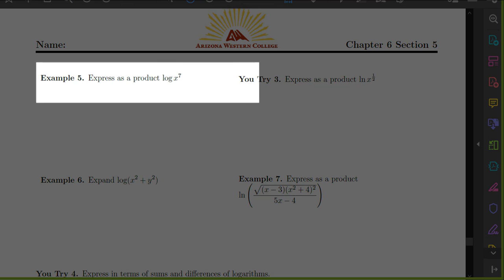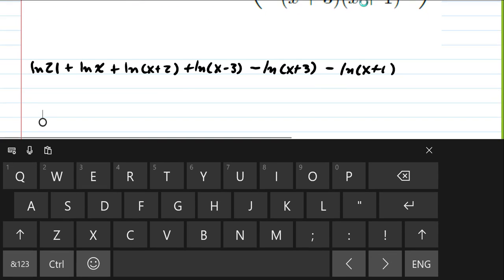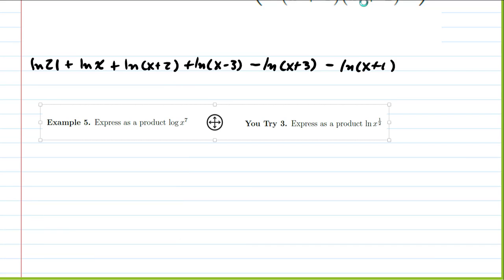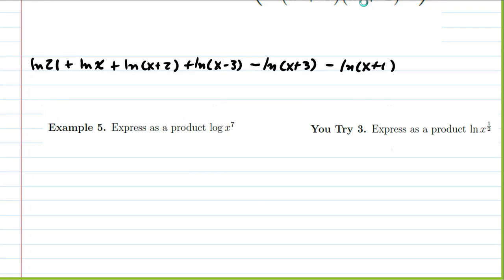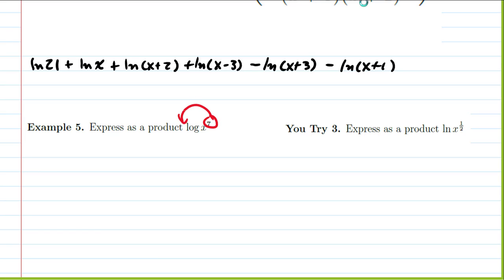All right, the next rule that we need to talk about is our power of a power rule. And so our power of a power rule said if we have a power raised to a power, we multiply our exponents together. The net effect of this is the exponents come down in front and become a coefficient on our logarithm. So log of x to the 7th power is the same as 7 times the logarithm of x.